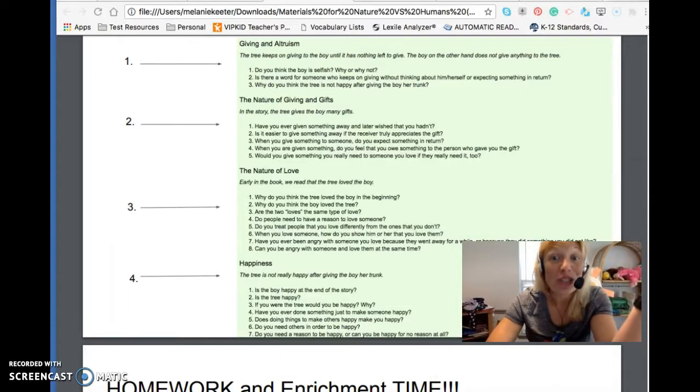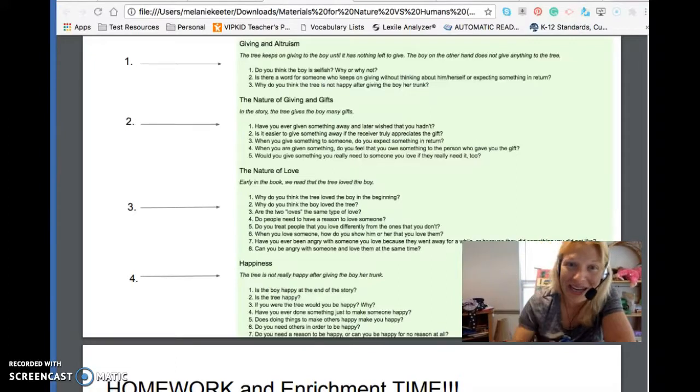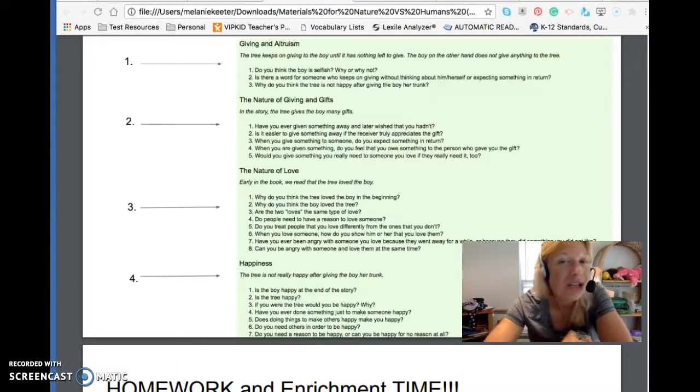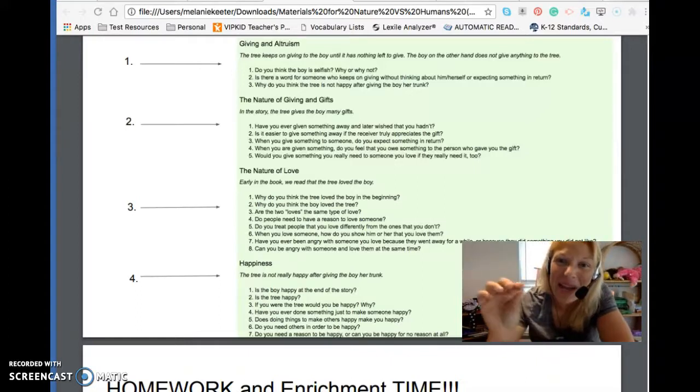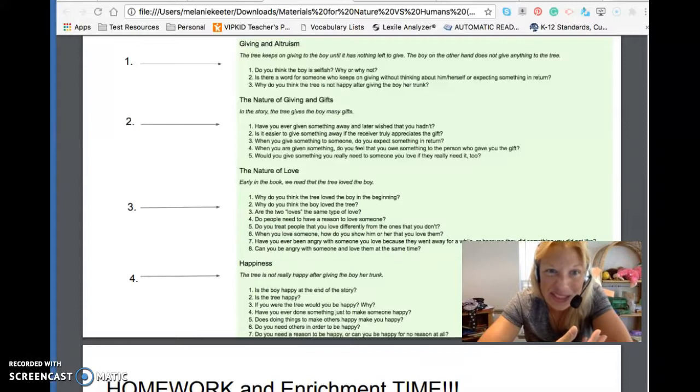Now it's time to look at some discussion questions. There are 4 different categories of discussion questions. I want you to go through each category and pick one question to either talk about or write about with the person that you're working with or by yourself. Each category has some kind of theme that goes with the questions.